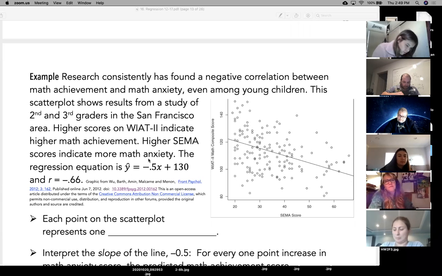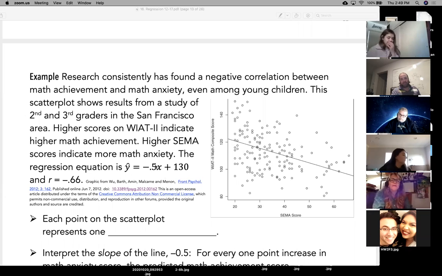Negative what? 1/2. -5. I'm sorry, -5 over 1. Well, negative 5 over negative what? 0.5 over, well, negative 0.5. Negative 1/2, yeah. Negative 1/2. Somewhat moderate math, moderate correlation.